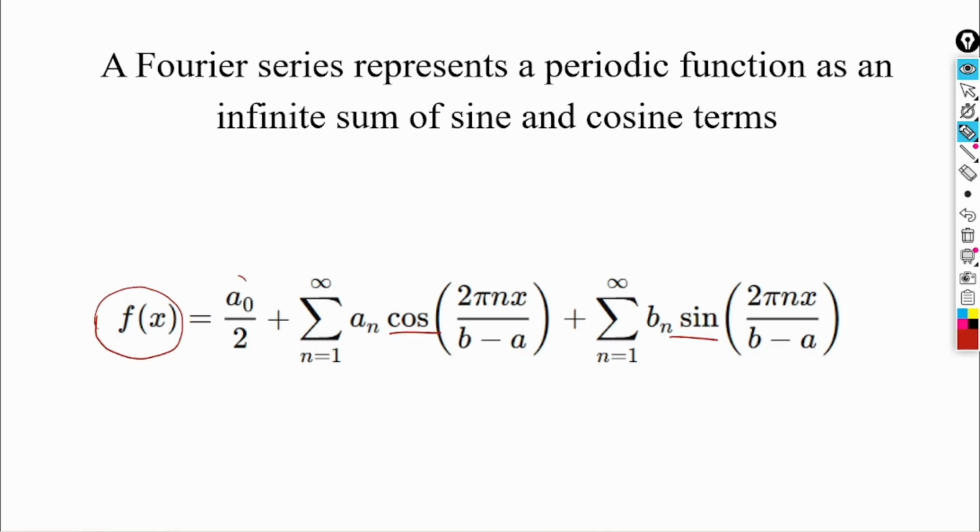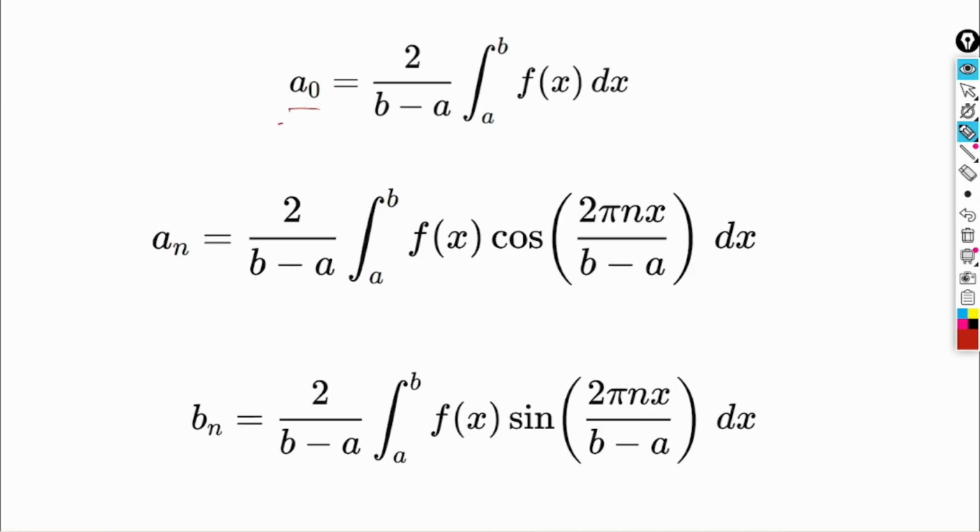So first of all, you have to calculate the a naught value, a_n value and b_n value using the formulas. So these are the formulas of a naught, a_n and b_n. Okay. To understand the Fourier series, I will take one example of a square wave function. So let's start.